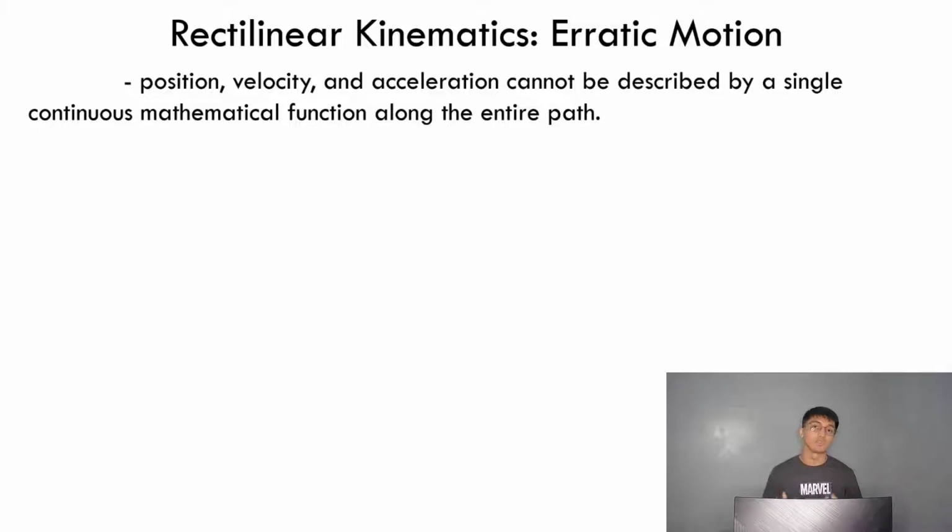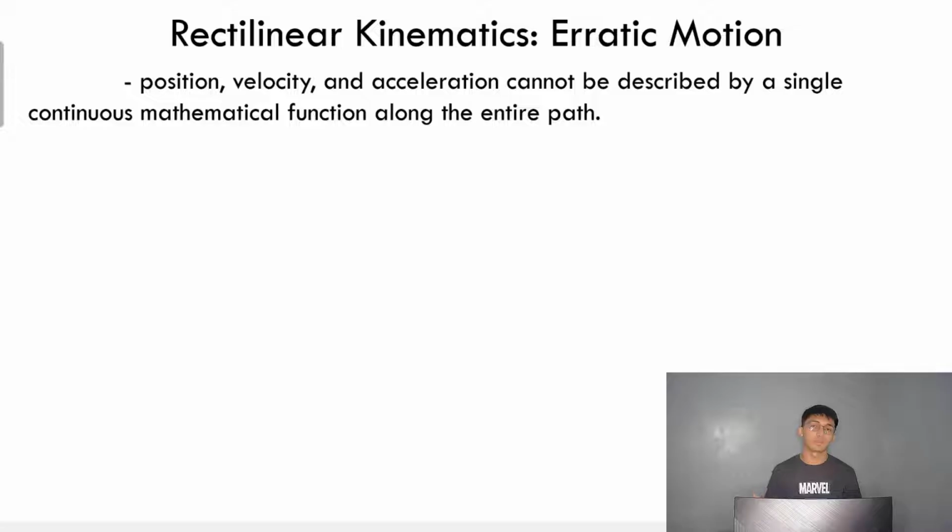In real life situations, we have many examples of erratic motion. For example, when we are driving a car, along our travel the motion is not straight or continuous. There are times we stop, we brake, or we start again, depending on the traffic. So that's one example of an erratic motion.